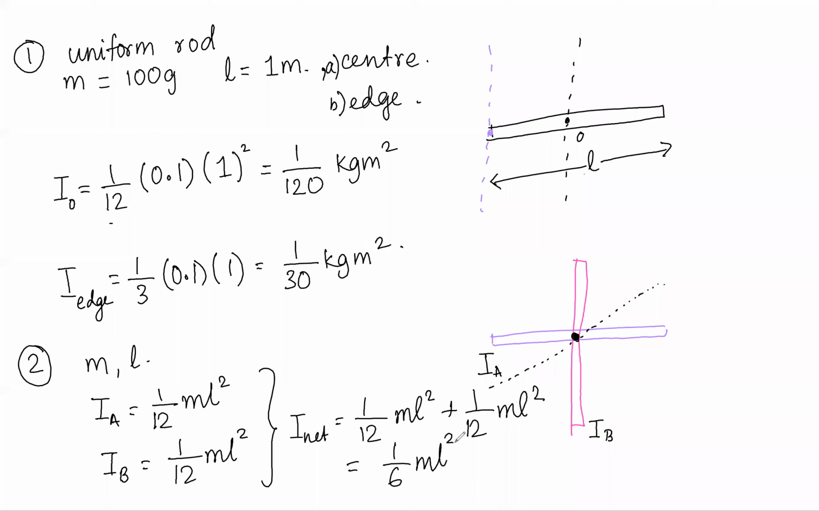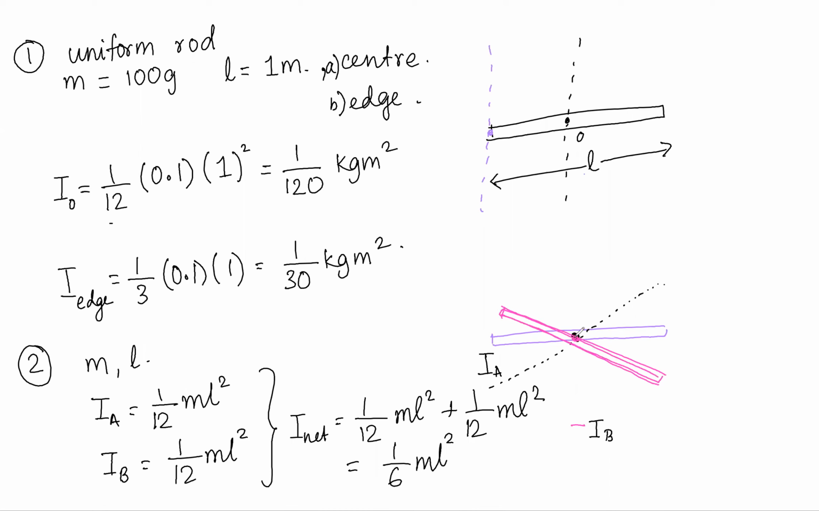Now let me slightly change this question, see if you can think about it. The other rod is not perpendicular. The other rod is placed at some angle like this. The axis is still passing through the center. I hope you can imagine this.